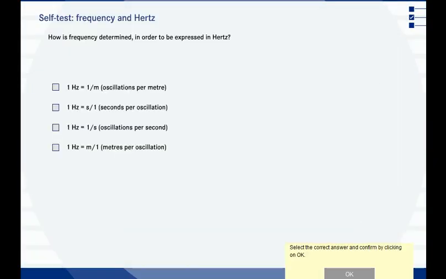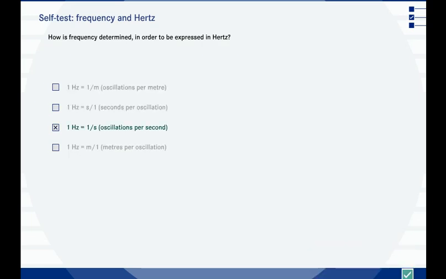How is frequency determined when expressed in hertz? Please select the correct answer and confirm with OK. Yes, that's correct. The frequency of a wave results from the number of its oscillations per second. For example, a sound which oscillates 440 times per second has a frequency of 440 Hz.